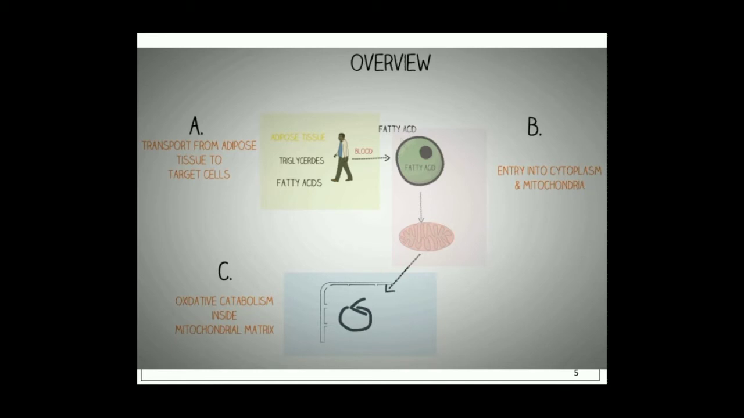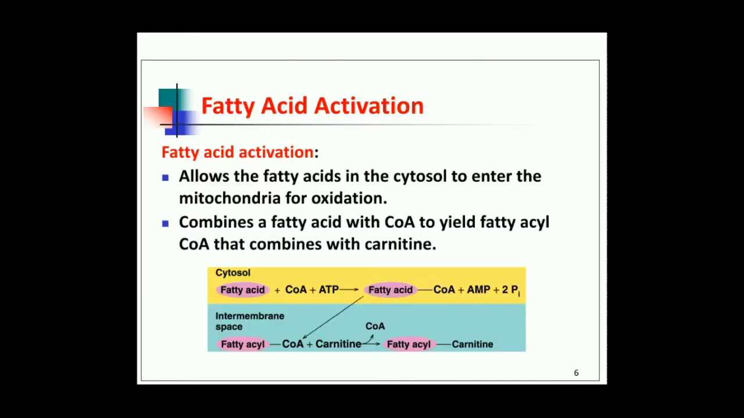In phase B, entry into cytoplasm and mitochondria, as you can see, from the blood it enters into the cell and then into the mitochondria. And the third phase is oxidative catabolism inside the mitochondrial matrix. The main step occurs here. So this was the overall idea here guys. Okay, so now let's move on.